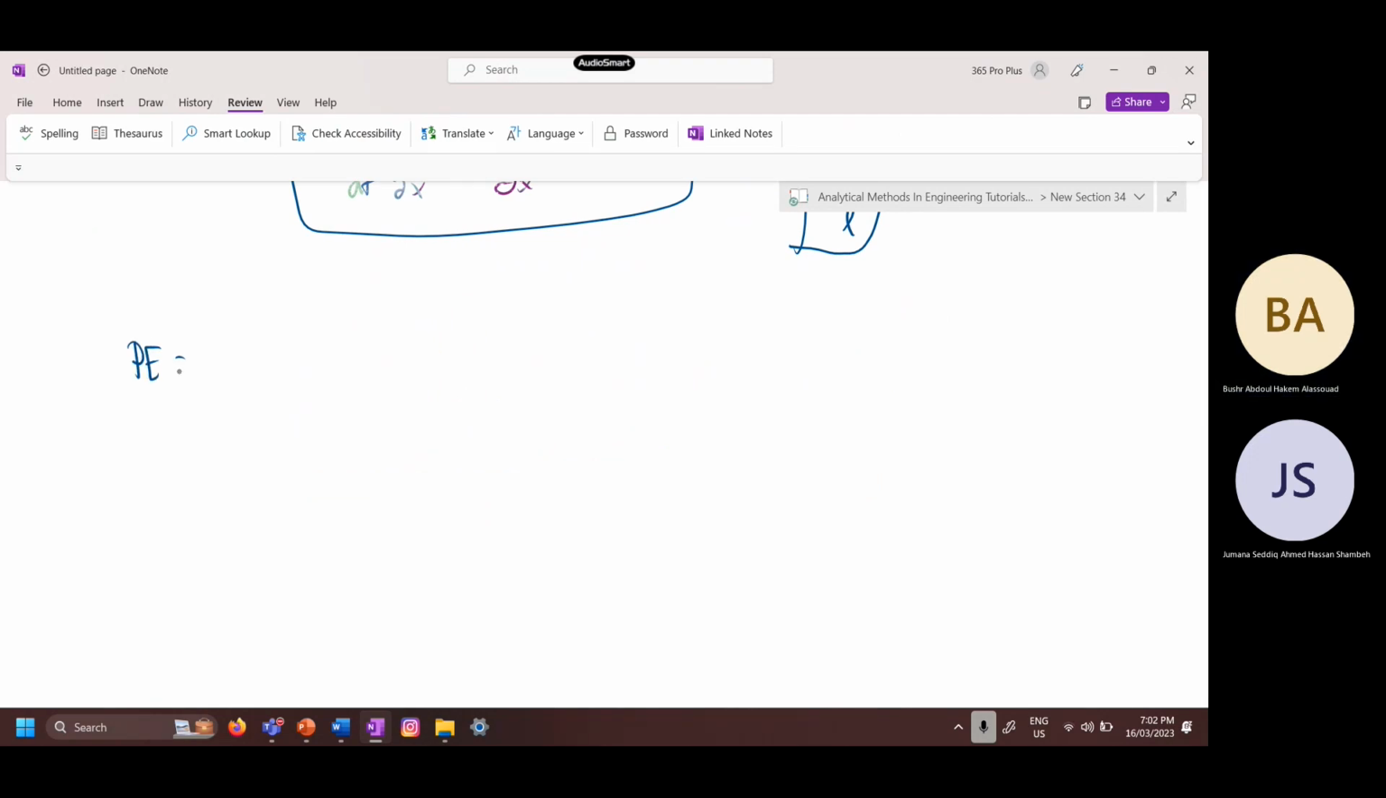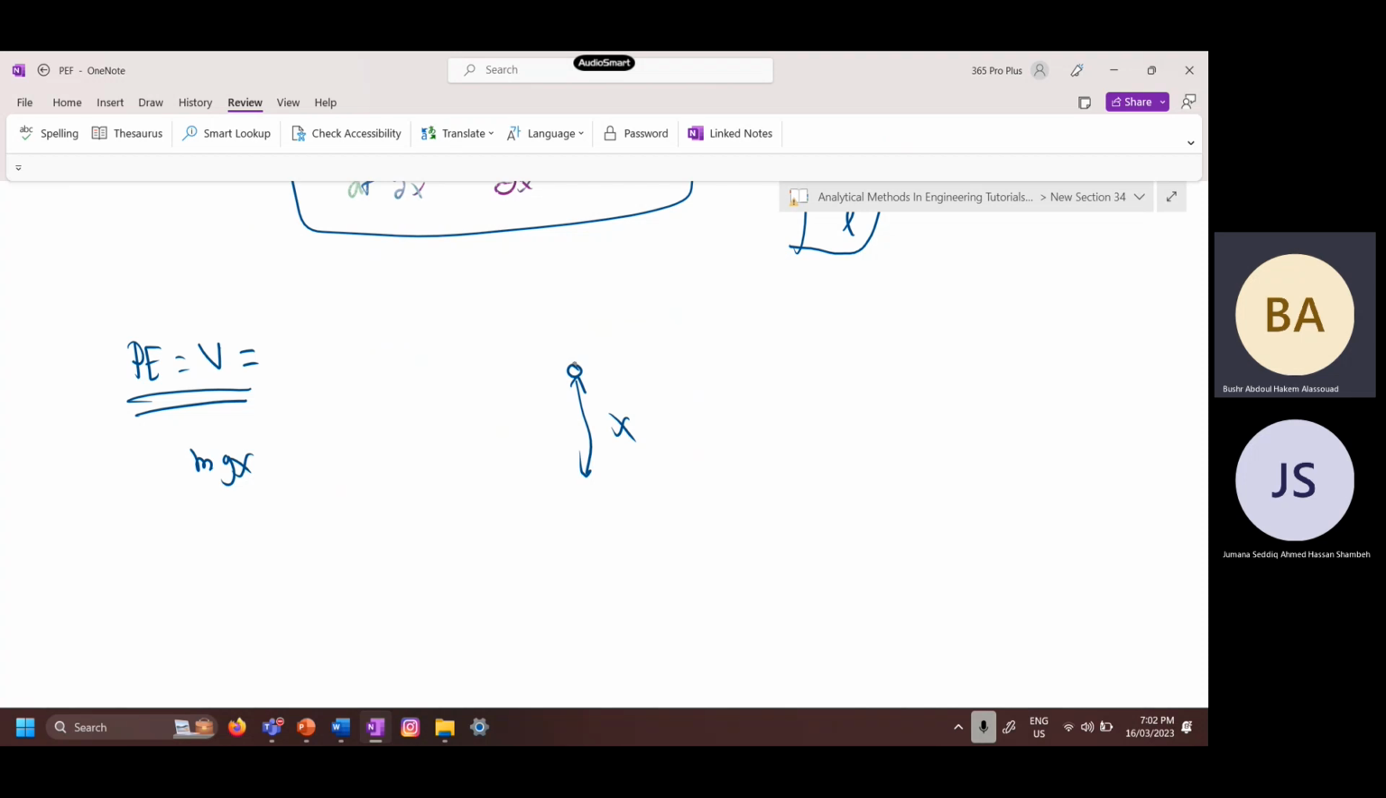PE, or which is V, you can say it's V, the same thing. We have some equations that we need to understand first. The first equation is mgx. If you have an object that is elevated or has a change in height x, and this object weighs m, the potential energy of this object is mgx.